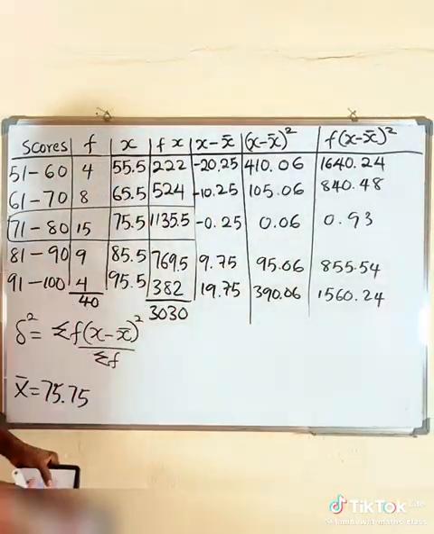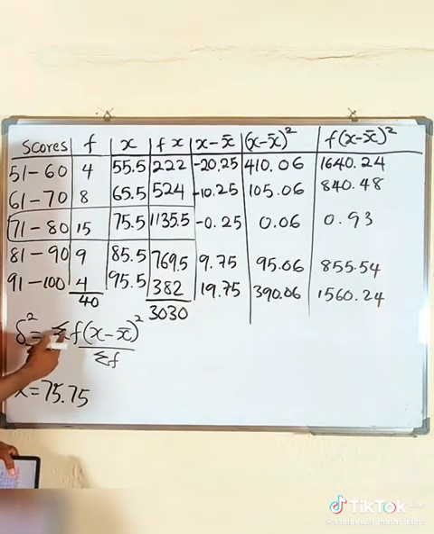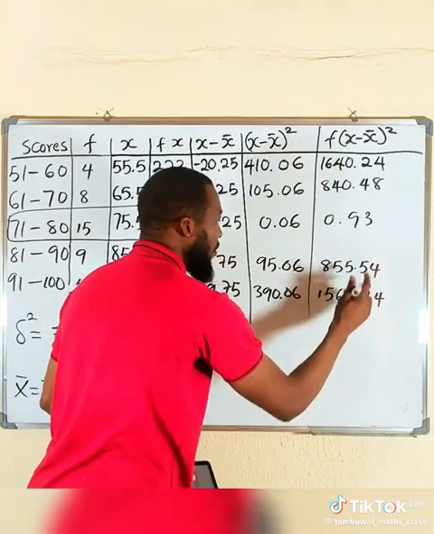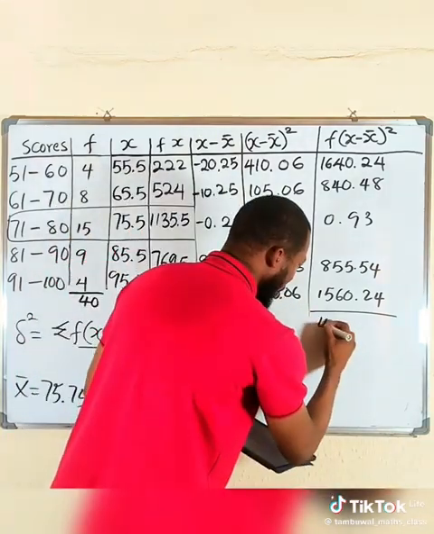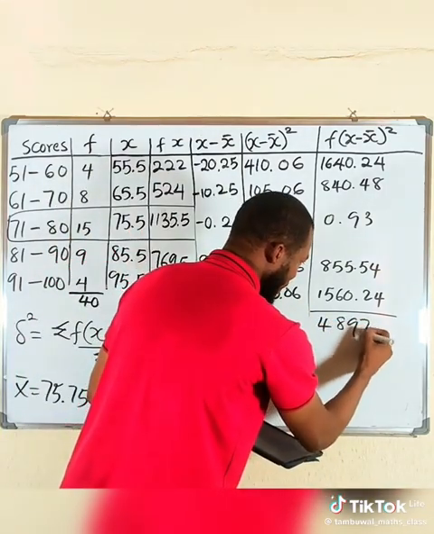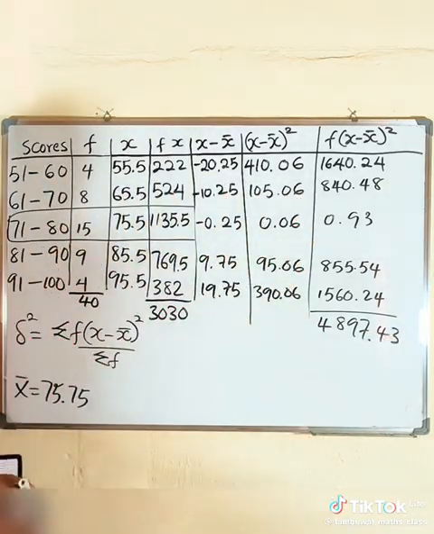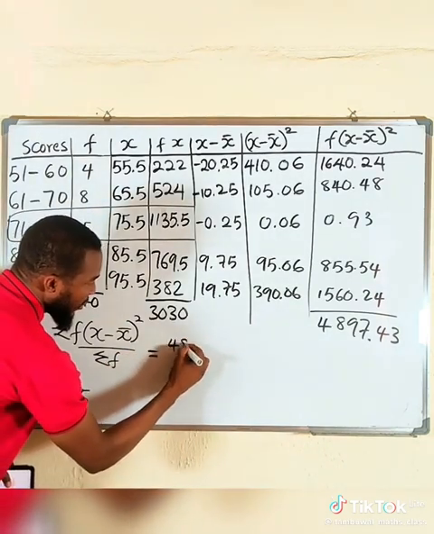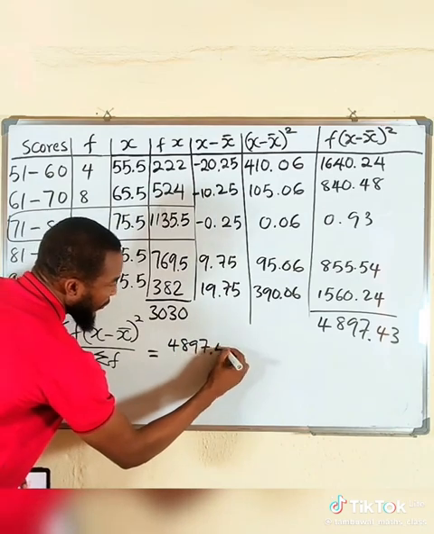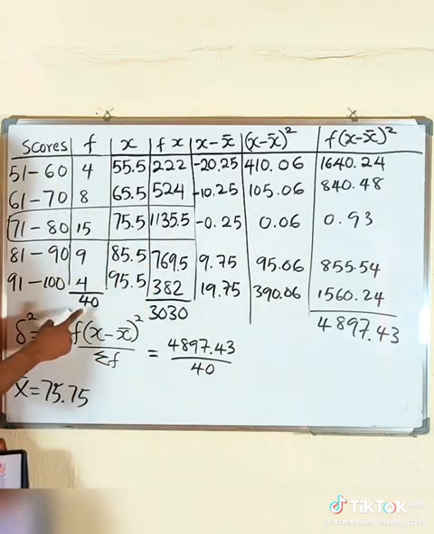So I have filled the remaining numbers. So you can see that we have summation of this. So you're going to add all of this together. And if you add this, you're going to get 4,897.43 in 2 decimal places. So the whole of this is now equal to 4,897.43 divided by what? 40, which is the summation of f.